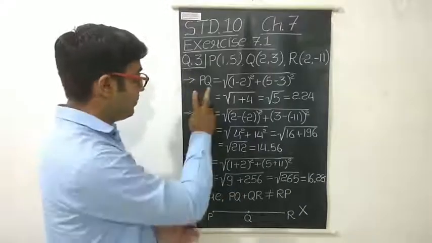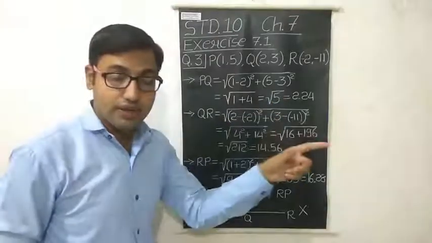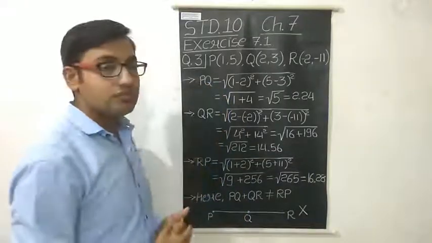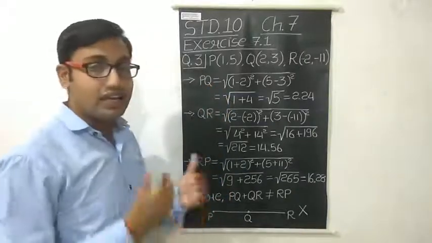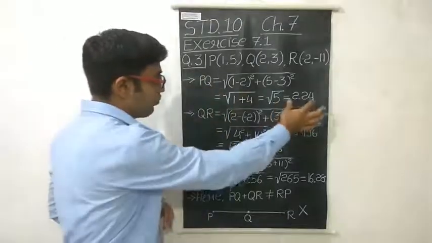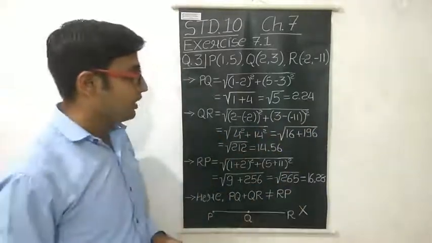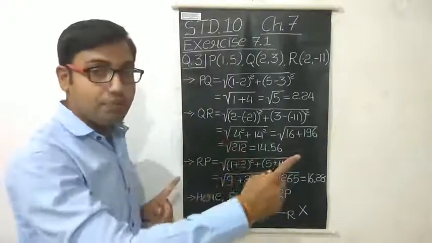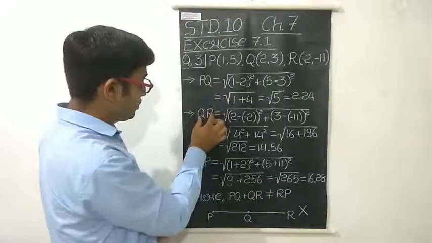Now we have all the distances PQ, QR and RP. Now think: if all the 3 points are collinear, then the sum of any 2 distances will be equal to the third distance. So first of all, identify the highest value. PQ is 2.24, QR is 14.56 and RP is 16.28. So this is the highest value. So we can say that P and R are the end points and Q is in between P and R. So let us now check if PQ plus QR becomes RP.